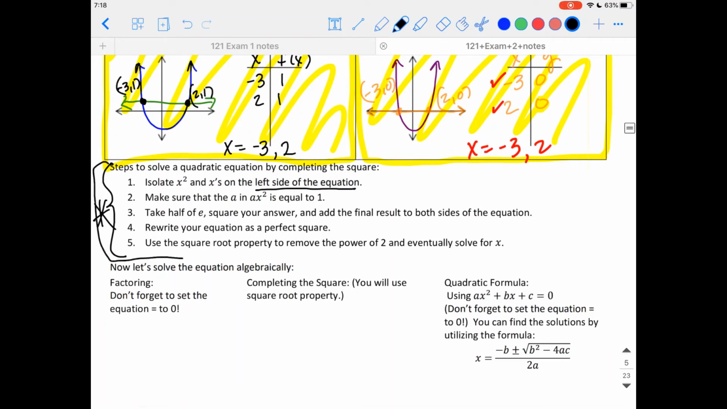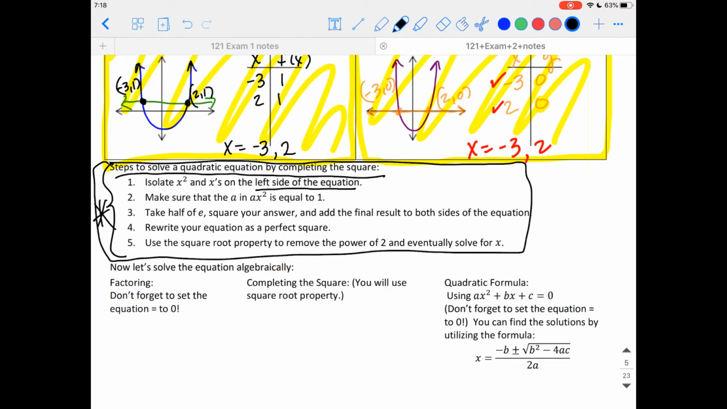These steps we're going to do when we have an equation and we just want to solve it by completing the square. So that's why the step here says differently. Number 1 says isolate x squareds and x's on the left side of the equation. Make sure that a in ax squared is equal to 1. And 3 and 4 are the same steps. And number 5 says use the square root property to remove the power of 2 and eventually solve for x.